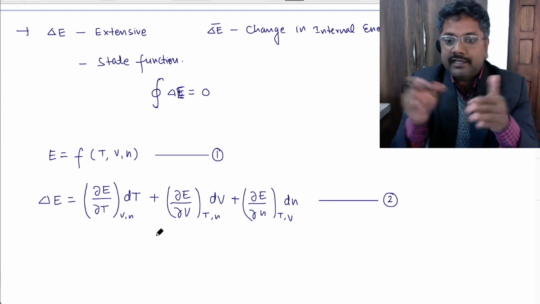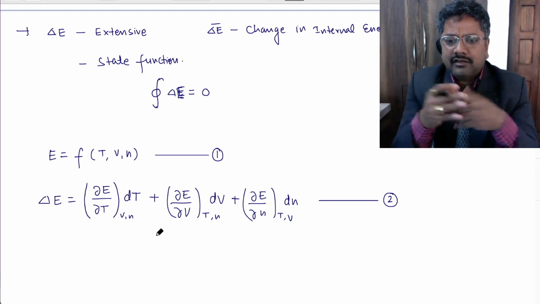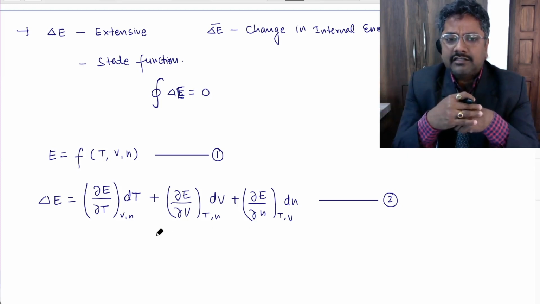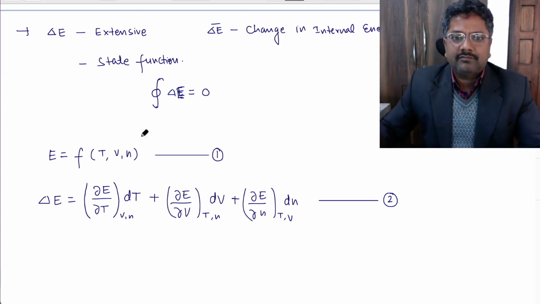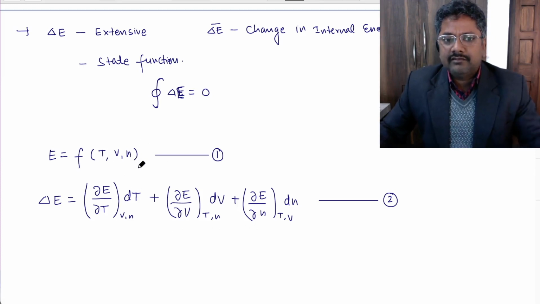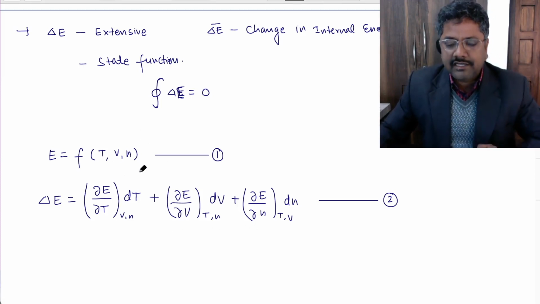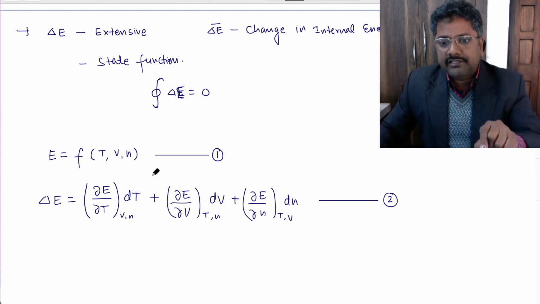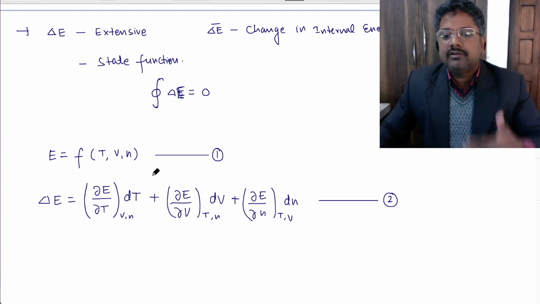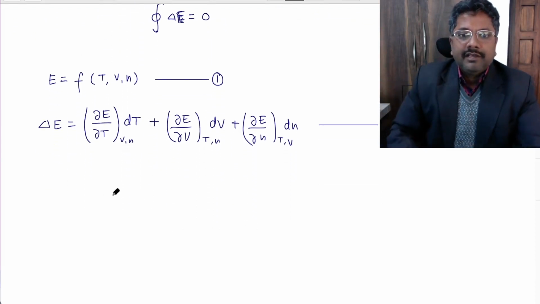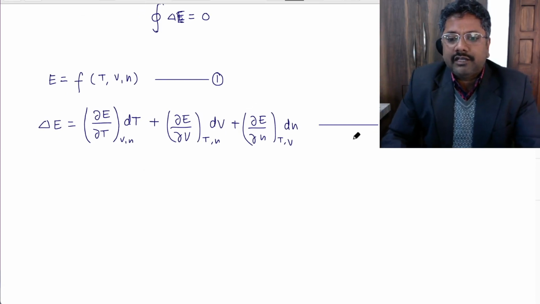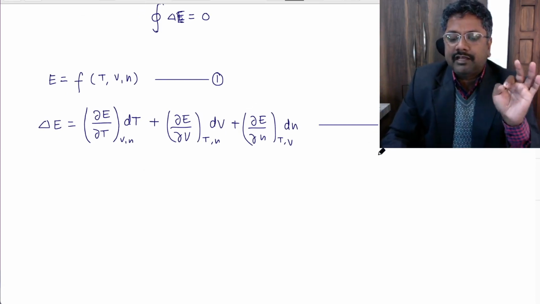Don't ask the question, why sir you are not taking pressure here? Because we are not defining this internal energy in terms of pressure. This is the simple answer, right? So don't be confused about why pressure is not here. No need to write the pressure, because at any moment of time, if we want, we can calculate the pressure. But since it is defined in this way, you have to follow this way only, right?